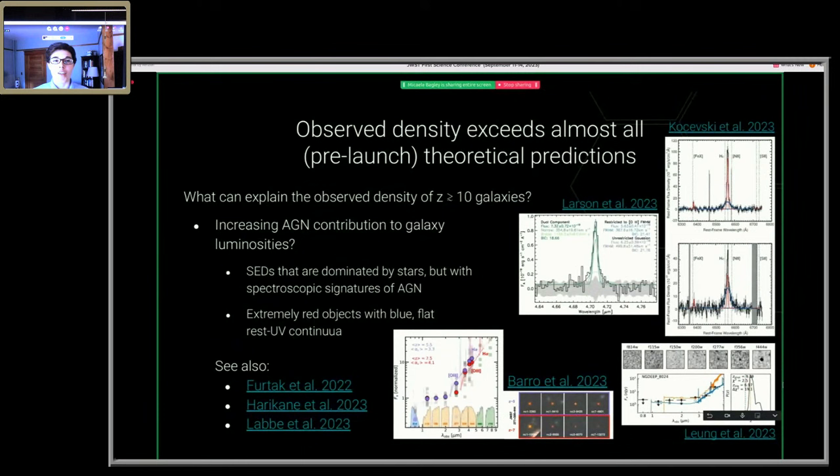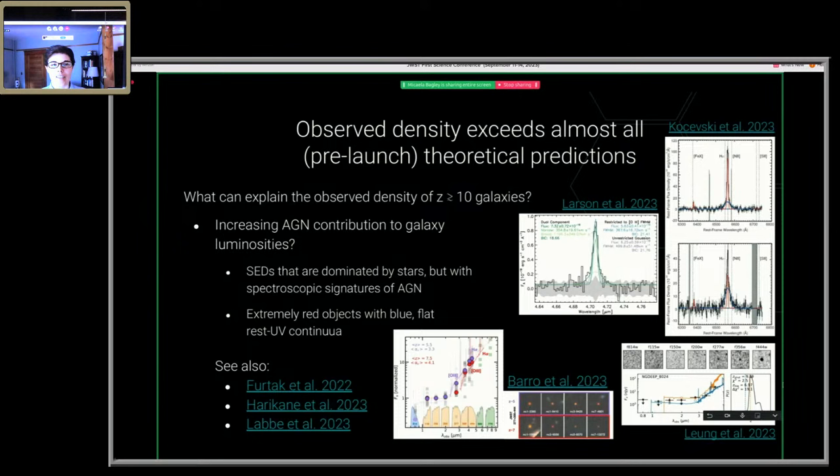Another possibility is an increasing AGN contribution to the galaxy luminosities. Definitely possible. We're of course seeing a lot of observational evidence of AGN in the early universe. In SEARS, we've seen many cases of SEDs that are dominated by stellar light, but then they have spectroscopic signatures of AGN. Some examples are Rebecca Larson's paper and Dale Kocevski's paper, where we're seeing broadened wings indicative of an AGN in galaxies that were selected with very stellar dominated SEDs.